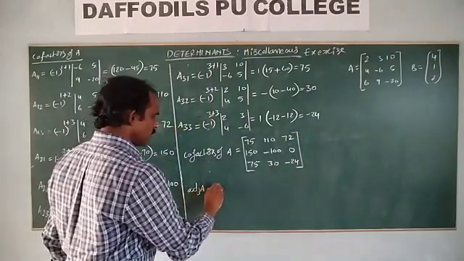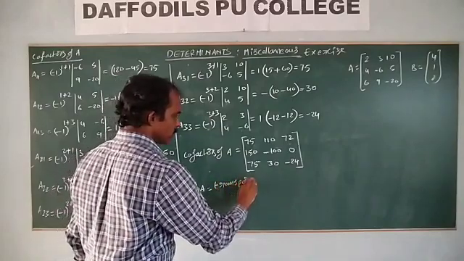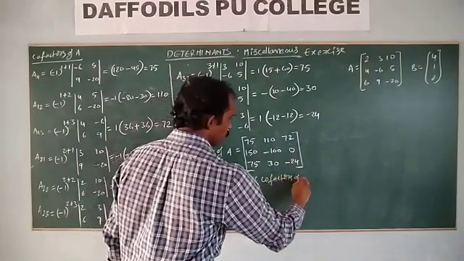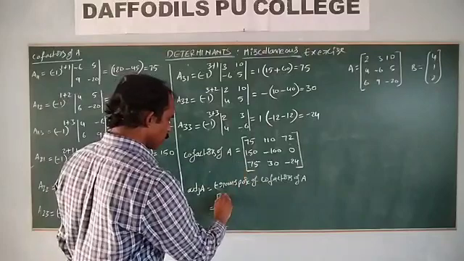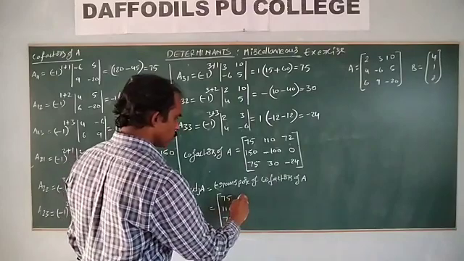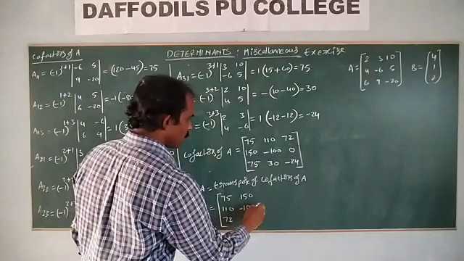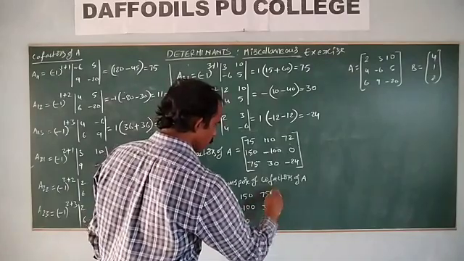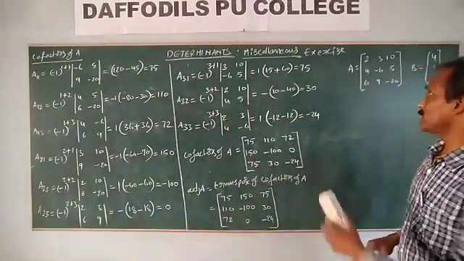Adjoint A is the transpose of the cofactors of A. So take this transpose: 75, 110, 72, 150, minus 100, 0, 75, 30, minus 24. Transpose means rows and columns are interchanged. So adjoint completed. Next step.